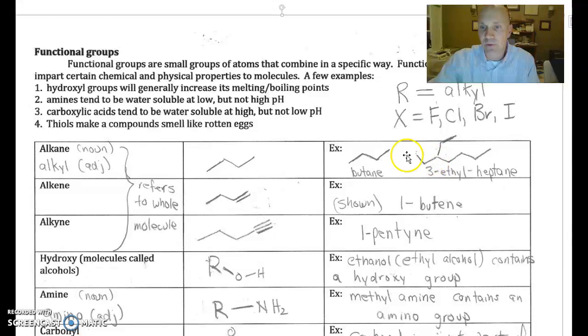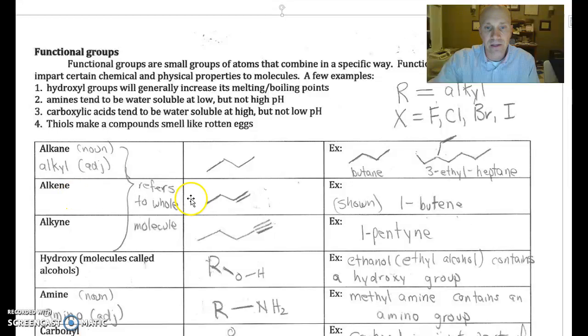Heptane being that 7, 1, 2, 3, 4, 5, 6, 7. That's a heptane molecule right there that has an ethyl group coming off of it. So that's one thing that you're going to notice, is that "yl" tends to mean it's something that's used as an adjective.